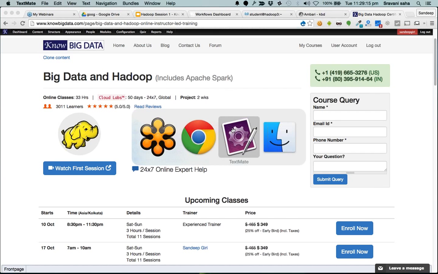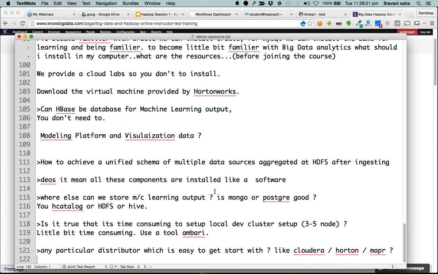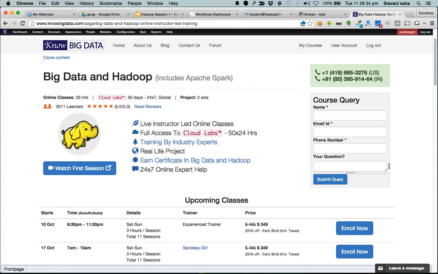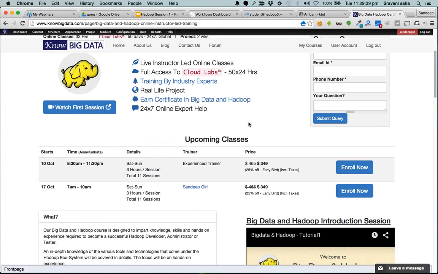So another question from Vinod is, any particular distributor which is easy to start with, like Cloudera or Hortonworks? I prefer Hortonworks. I have tried both. I prefer Hortonworks so far because it was easy to install and quick to install using Ambari.